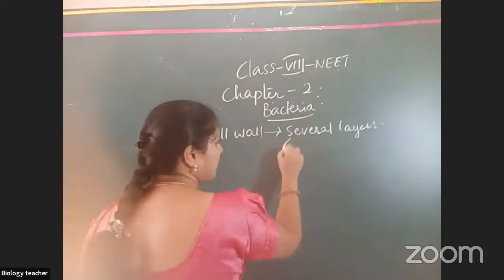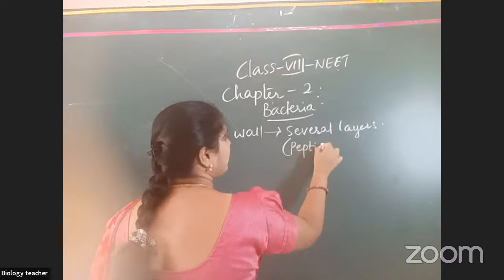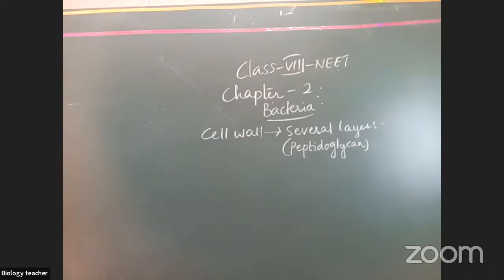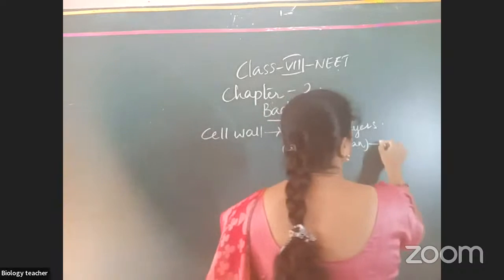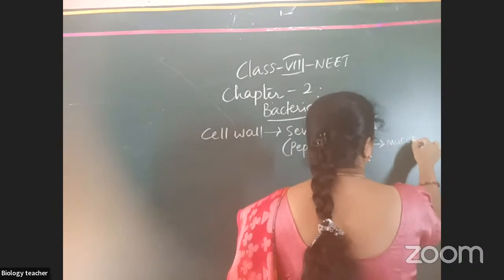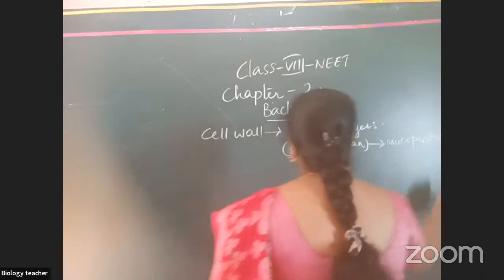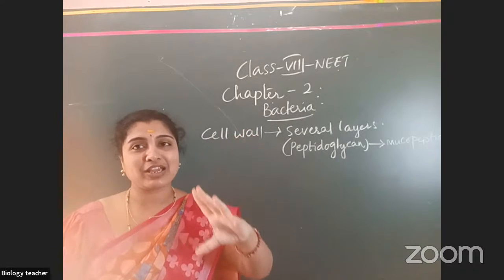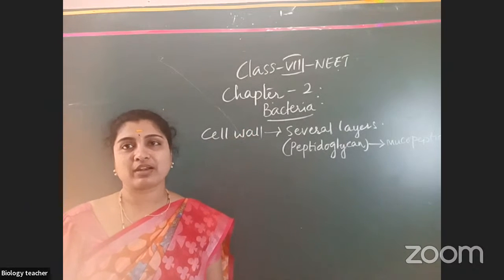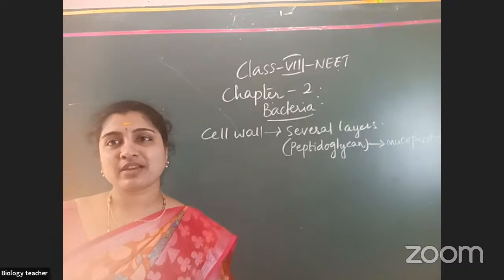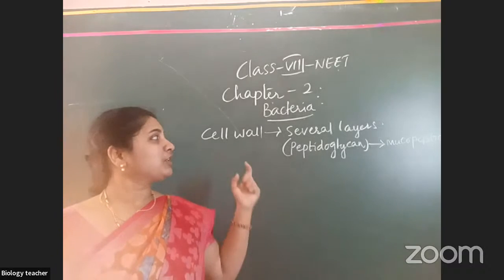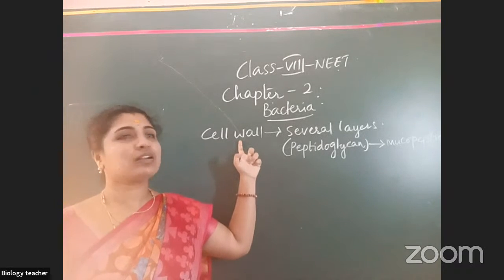These several layers are made up of peptidoglycan, which is otherwise known as mucopeptide. You all know the cell wall is the outermost layer of plant cells, but in animal cells the outer layer is the cell membrane. So here, what is the outer layer of bacteria?